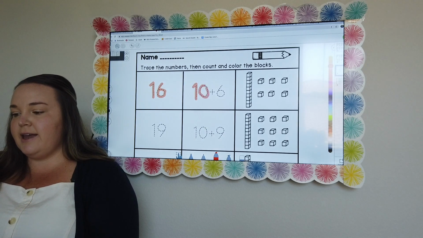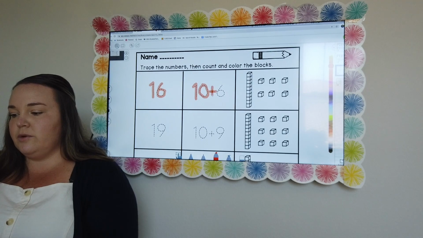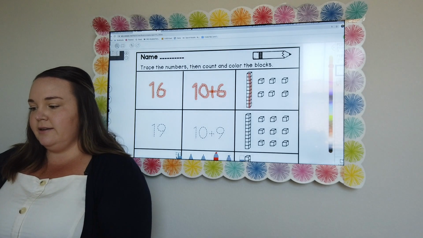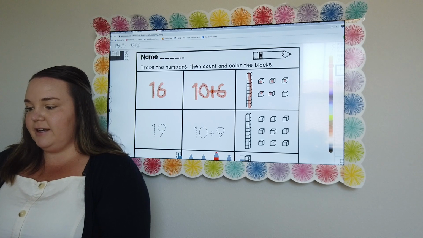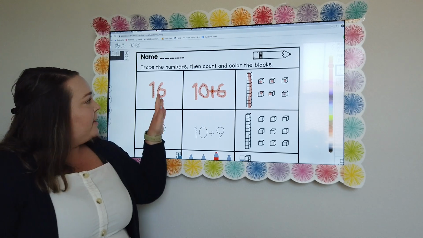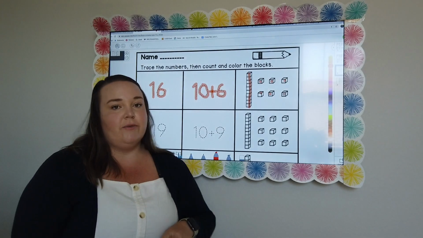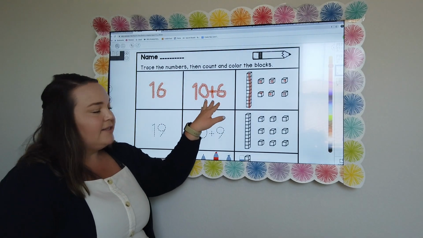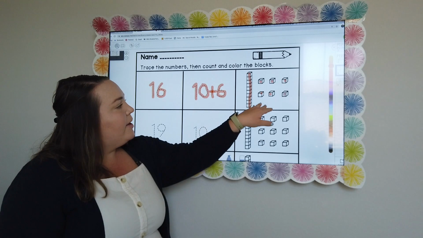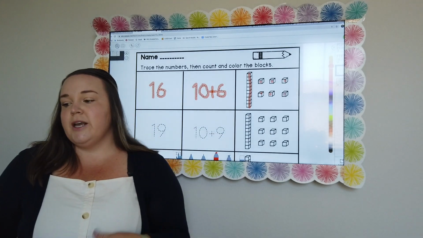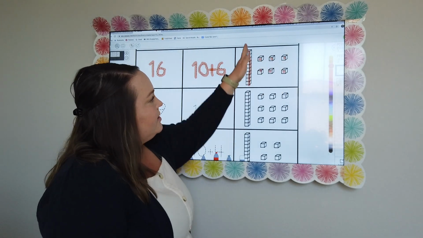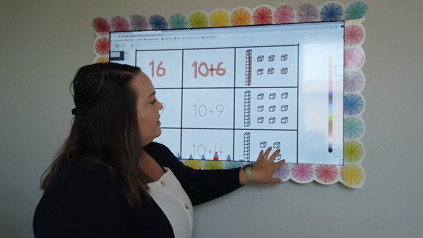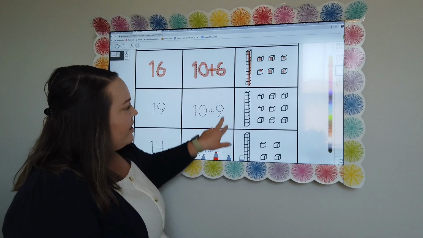16 is 10 and 6 more, or 10 plus 6. And it looks like this. Here's 10, 11, 12, 13, 14, 15, 16. So we're able to see 16 in 3 different ways. We see the numerical form, we see it broken down into an addition problem, and we also see it broken down into unifix cubes. So that's what we're really trying to focus on. So we have our groups of 10 and 1s. So these are all 10s on this side, 1s on this side, 10s on this side, the 1s units on this side.